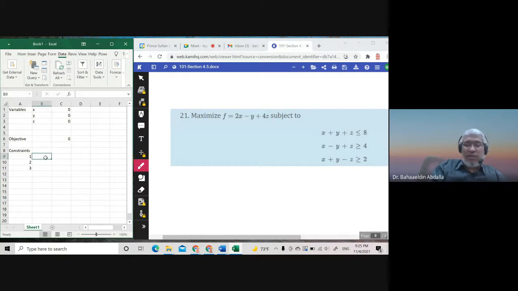Well, the first constraint is x plus y plus z. So x plus y plus z. Okay. The second one is x minus y minus z. You don't change any of the constraints. Here you use Excel, so don't worry about anything. Excel will take care. So negative one times y plus z, this is the second constraint. And the third constraint is x plus y and minus one times z.